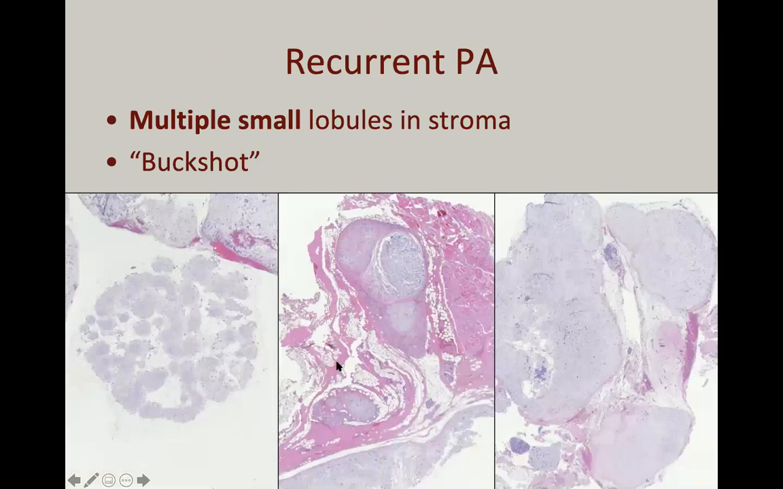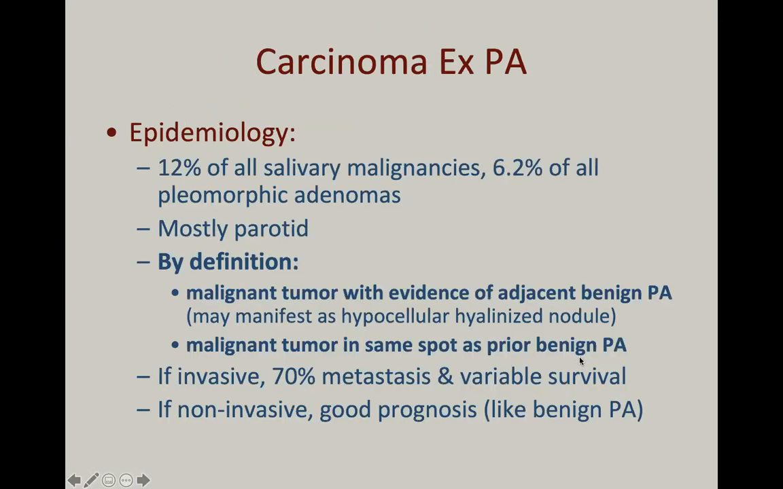So what does that look like? Recurrent pleomorphic adenoma looks like these multiple small, usually chondromyxoid stromal-rich lobules present as sort of buckshot within the stroma. This is basically definitional of a recurrent pleomorphic adenoma with these multiple small lobules. Once it transforms, these are by definition either a carcinoma with evidence of an adjacent benign pleomorphic adenoma or a carcinoma arising in the same spot as a prior pleomorphic adenoma that has been previously resected.